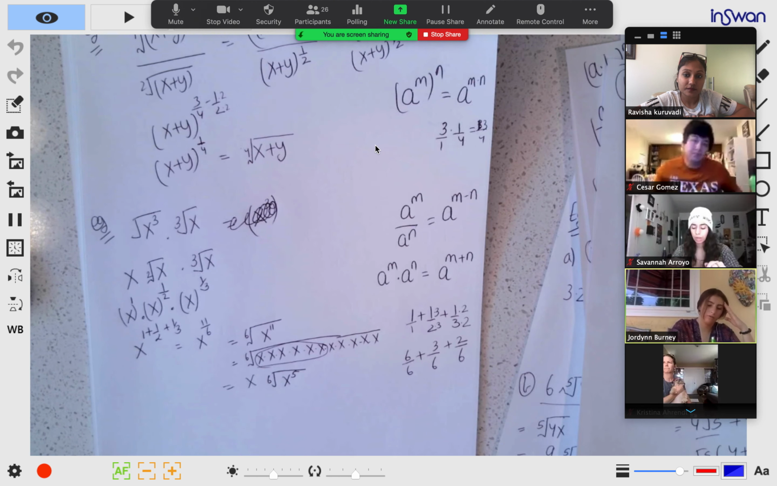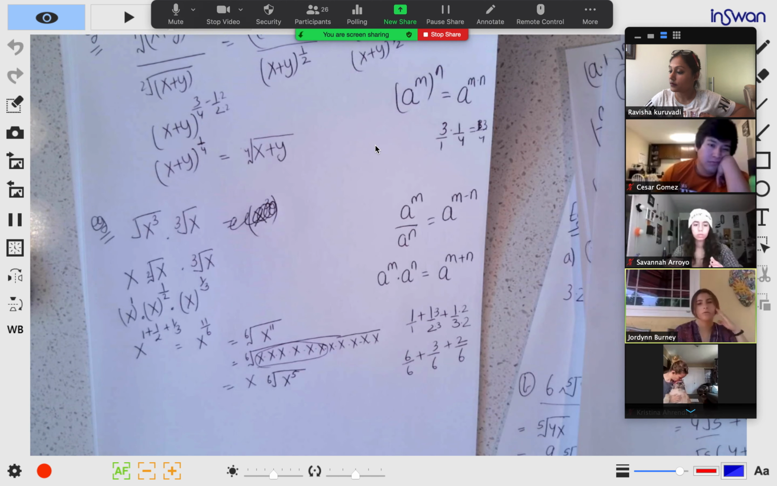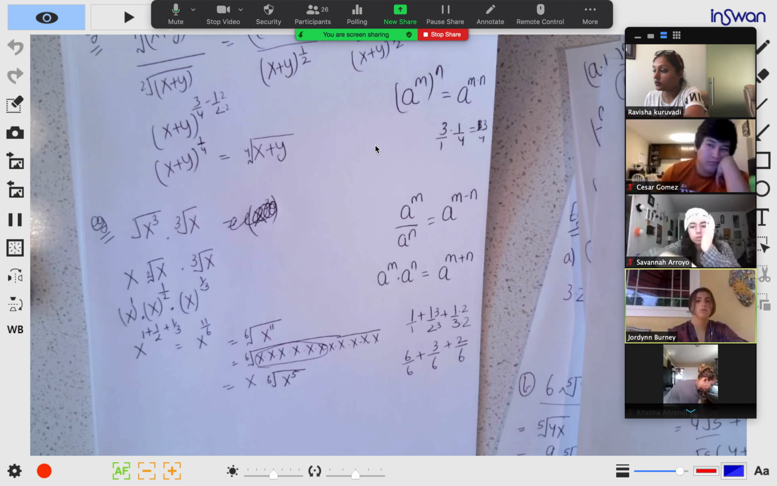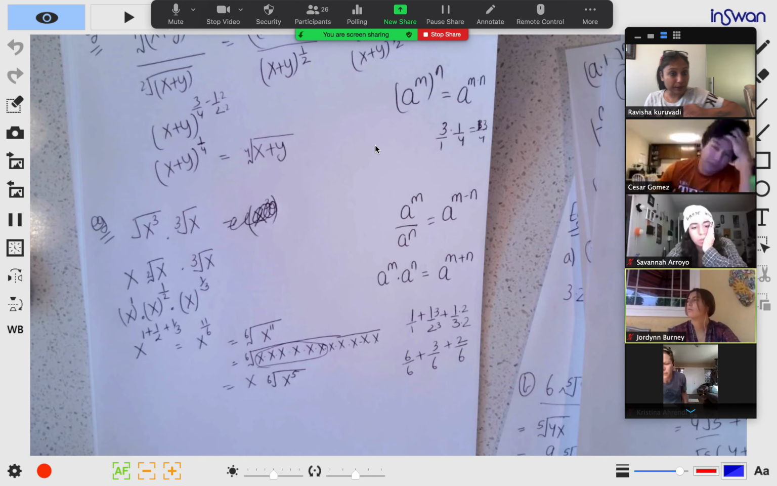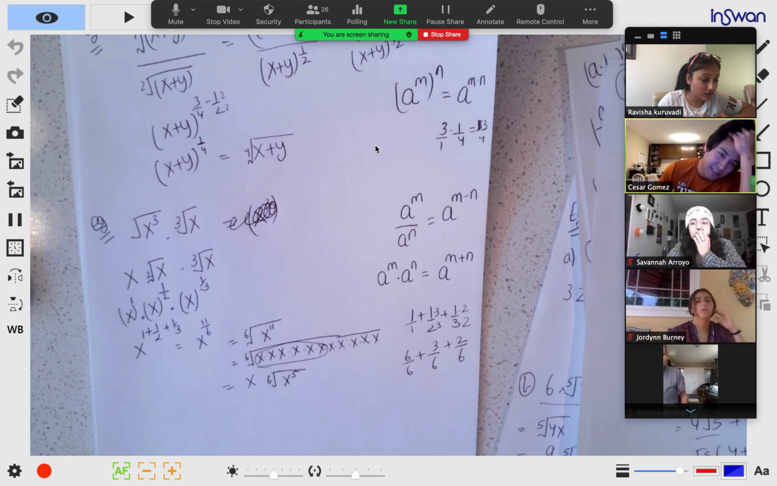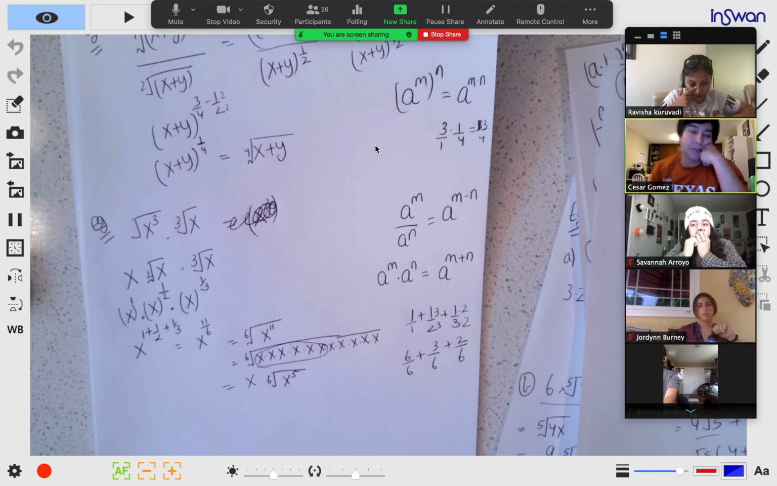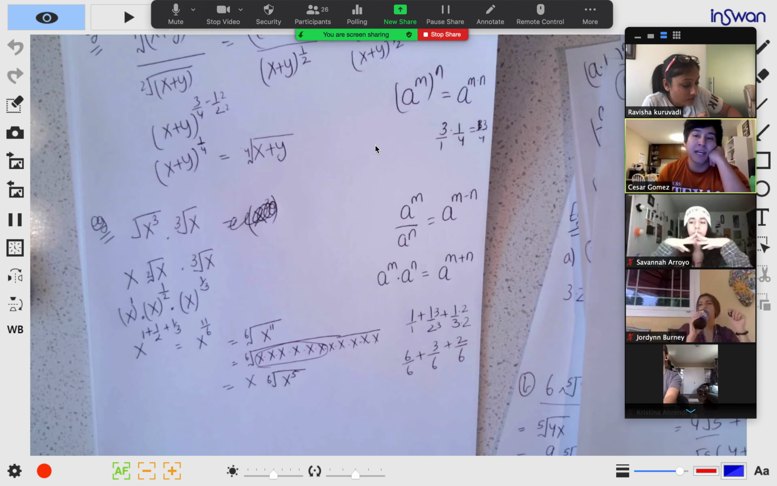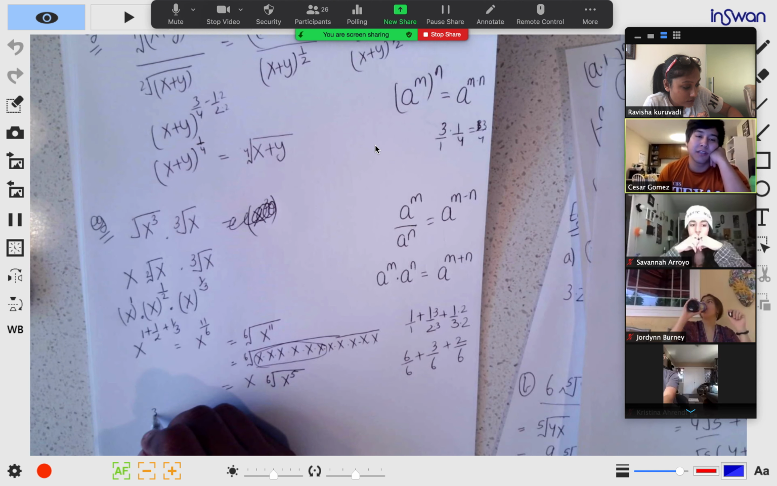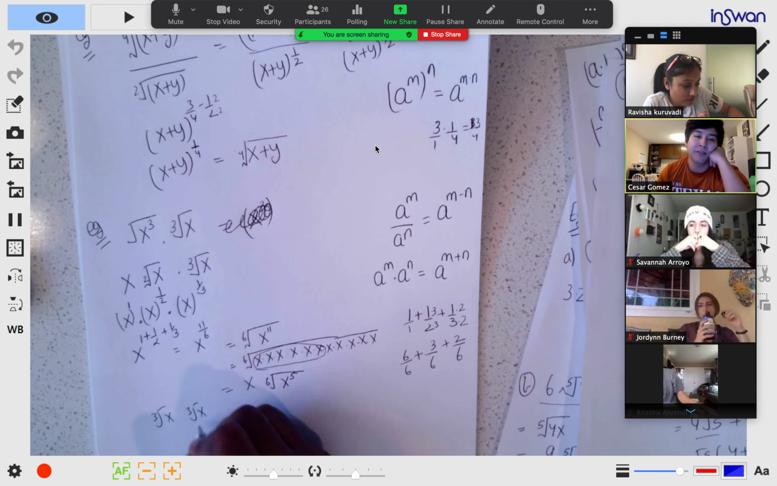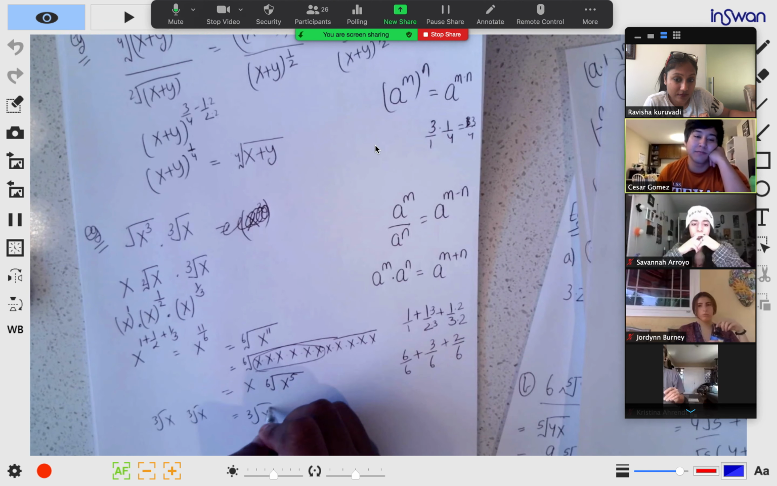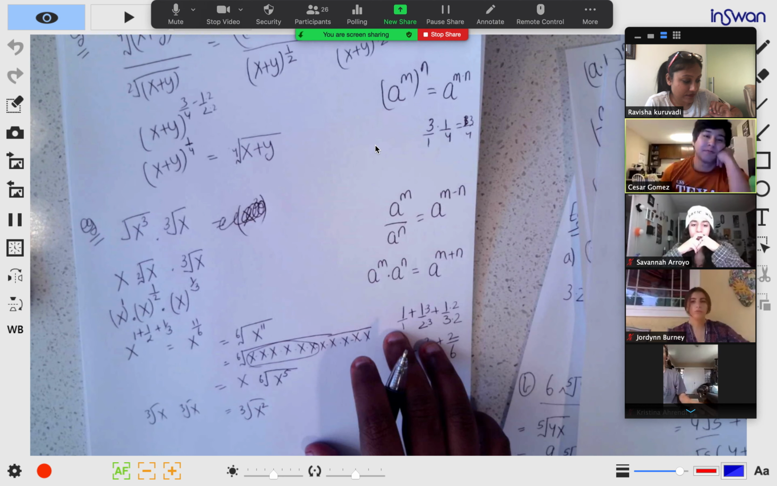Okay. Good. Any questions, anyone, with this? Yeah. Quick question. Just to be clear, if that was cube root x times cube root x, that would be cube root x squared, right? Yes. Okay, just making sure.